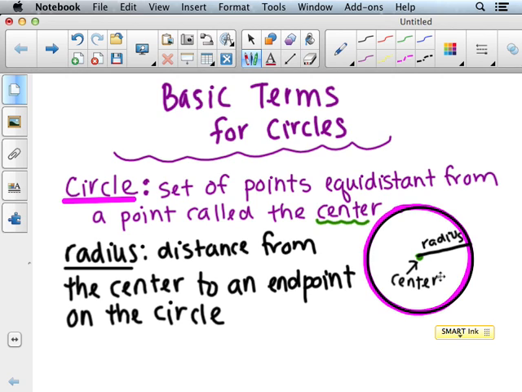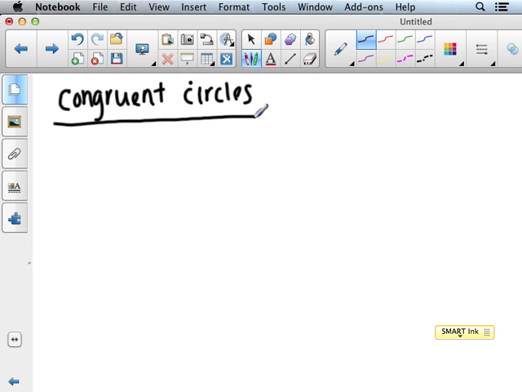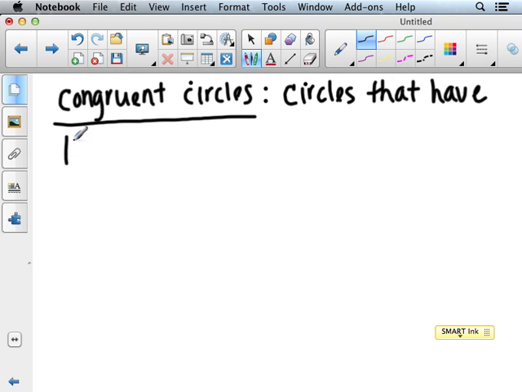The next word we're going to talk about is congruent circles. So congruent circles, as you guys can probably guess, are just circles that are exactly the same size. So that means they have the same radius. Circles that have the same radius.